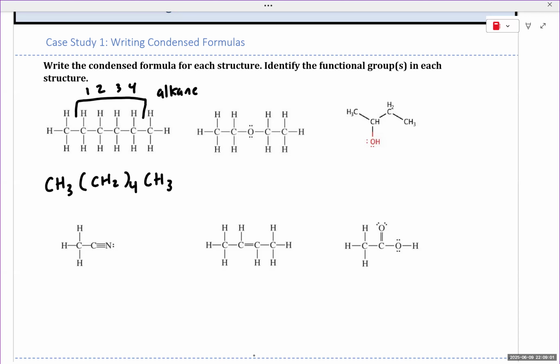Looking at this next structure, we have a formula of R, which is any alkyl group, any carbon-hydrogen group, O, which is an oxygen atom, followed by R, which is any alkyl group once again. This is known as an ether. So this collection of atoms is known as an ether. One thing that I'd like to draw your attention to is the fact we have repetition. We have CH3, CH2, followed by O, CH2, CH3. Notice this CH2, CH3 group is repeated. So what we're going to do is abbreviate that with a subscript of 2.